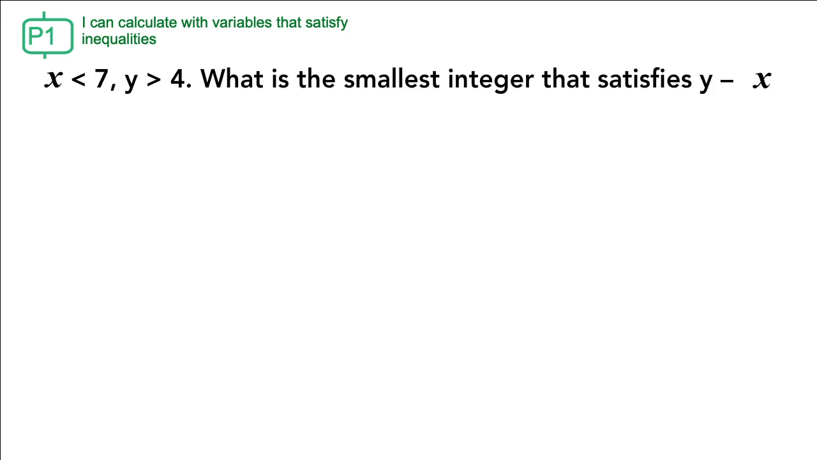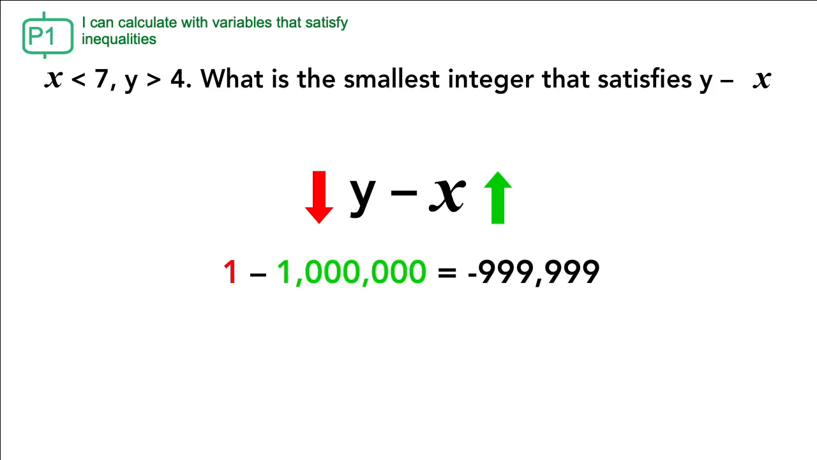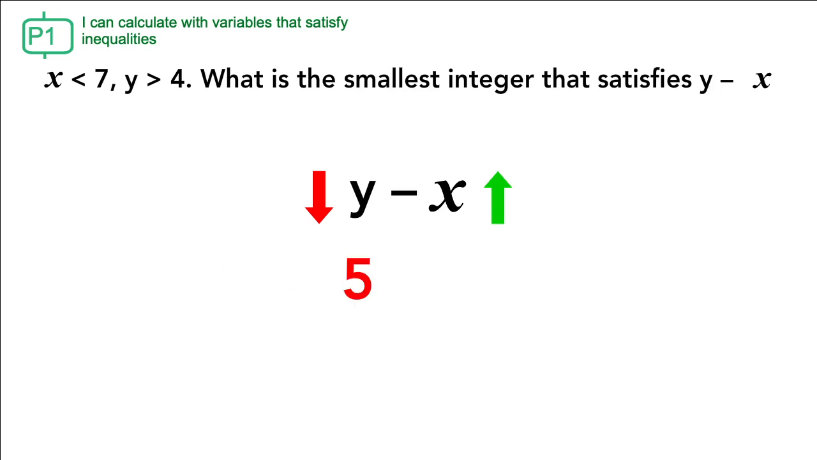If I want the smallest value from this calculation, y has to be as small as possible and x would have to be as large as possible. Because if you were to subtract a large number from another number, the answer would be much smaller. So the smallest integer of y must be 5 and the largest integer of x is 6.